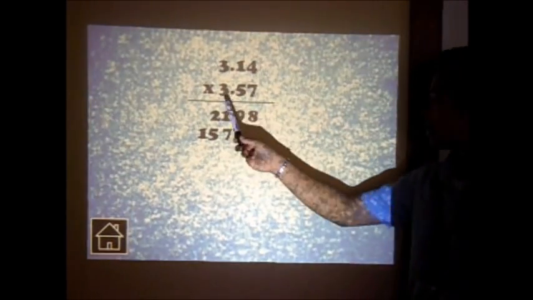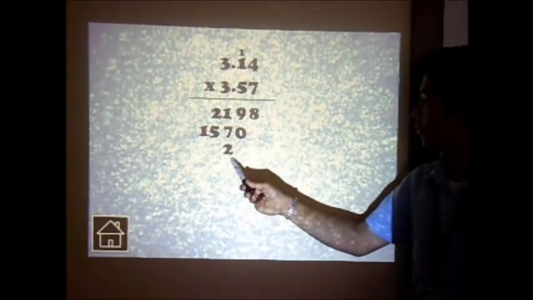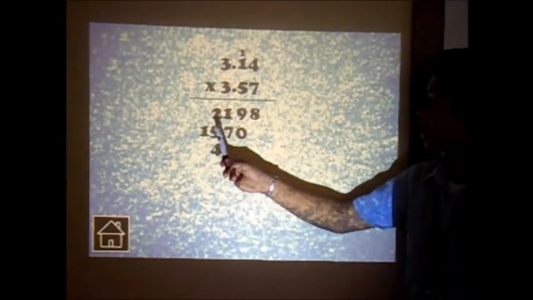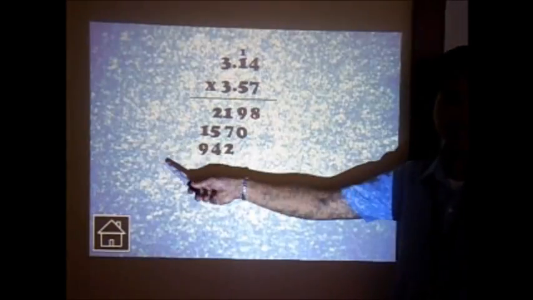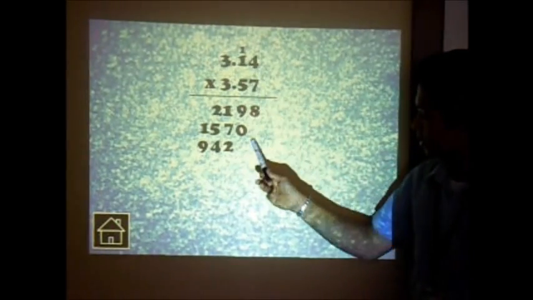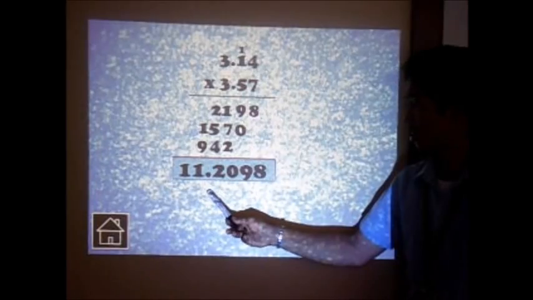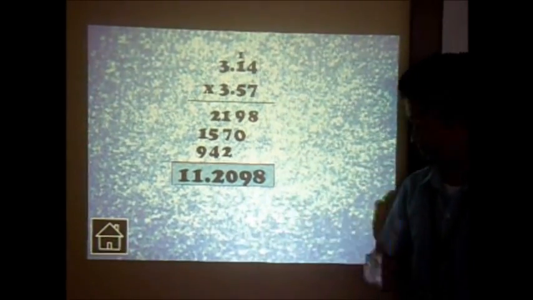Next and the final digit. 3 times 4 is 12. Then 3 times 1 is 3 plus 1 is 4. 3 times 3 is 9. So simply adding those products, we get 11.2098.